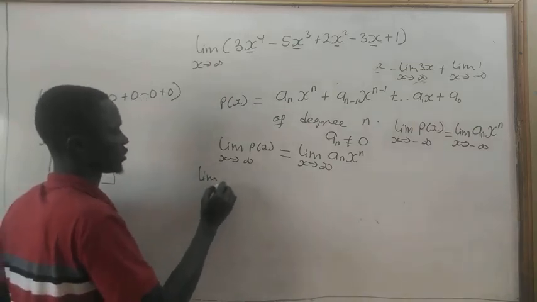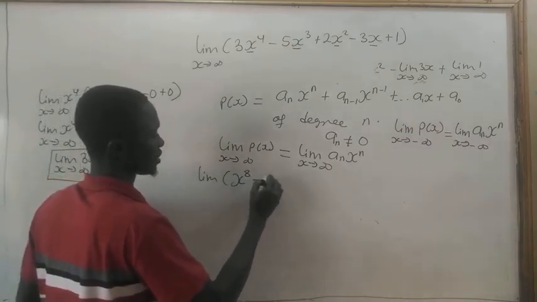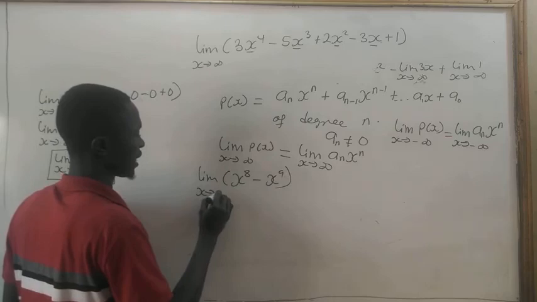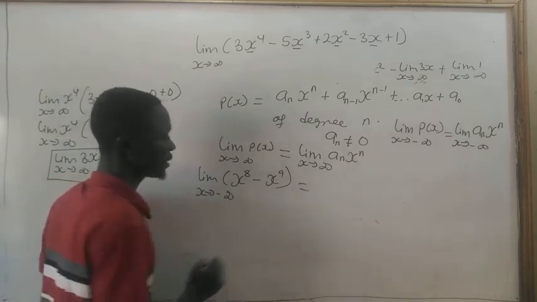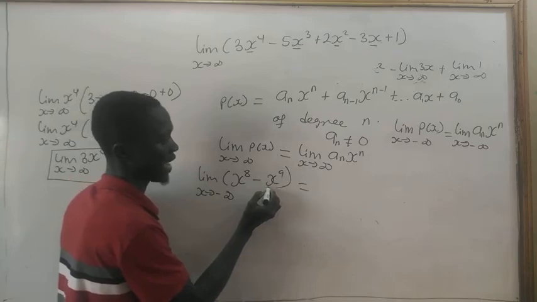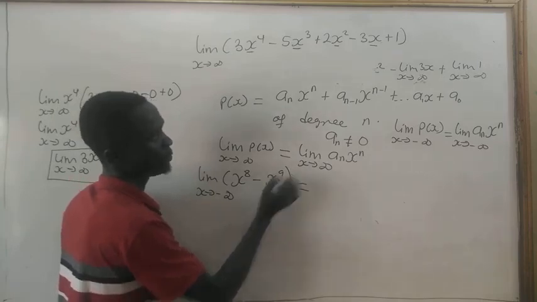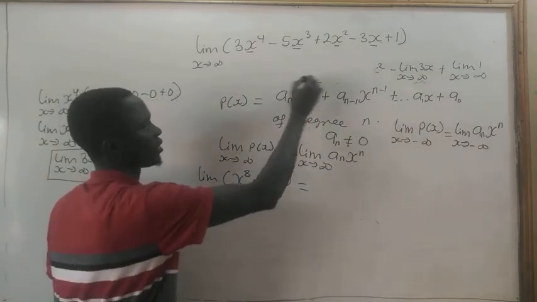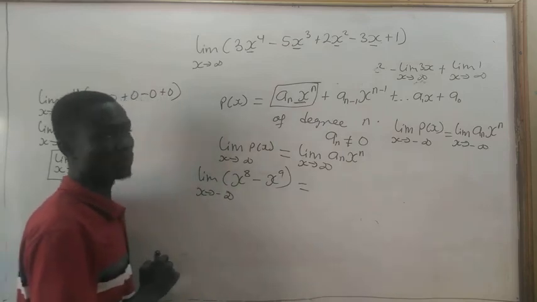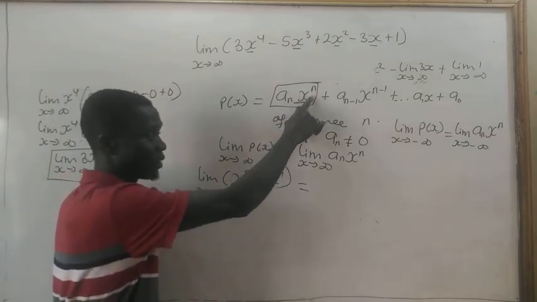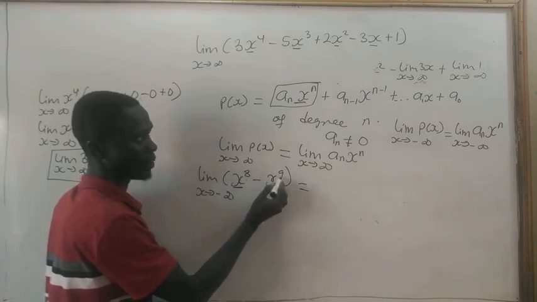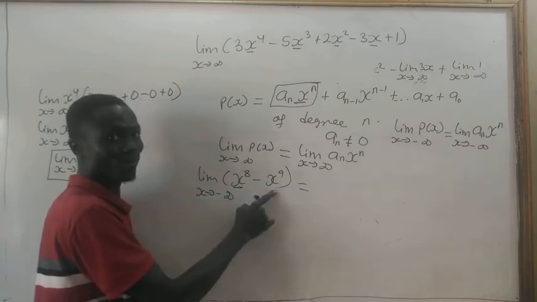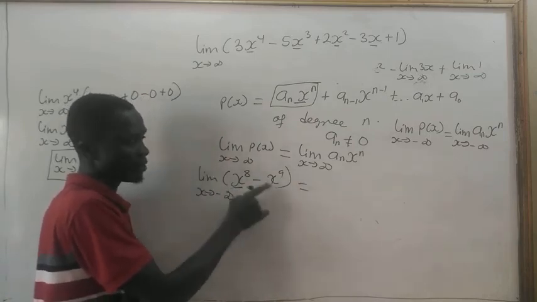If I take the limit of x to the power 8 minus x to the power 9 as x approaches negative infinity, here we are saying that you consider the term with the highest power. Very simple. This is the term with the highest power, not the first term. Here, x has power 8, and here this is power 9. You should be very careful with that. That is why I started with this example. Someone will say the first term, but it is not the first term, but the one with the highest power.